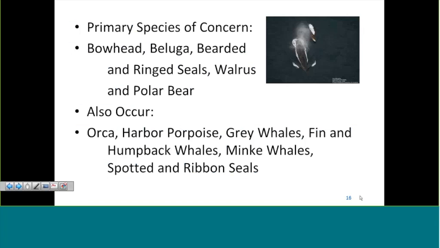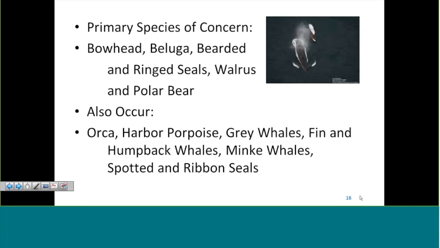So the more prominent species in the Chukchi and Beaufort Seas that you hear about most often are bowhead, beluga, bearded and ring seals, walrus, and polar bear, in part because they're important subsistence species, but there's others that occur there too. There's also orca, harbor porpoise, gray whales, fin and humpback, minkies, spotted and ribbon seals. Orcas, fins, and humpback whales are appearing more frequently in the Chukchi Sea as the open water period becomes more extended, but they aren't seen really commonly. And hunters are reporting seeing harbor porpoises more frequently than in the past as well.